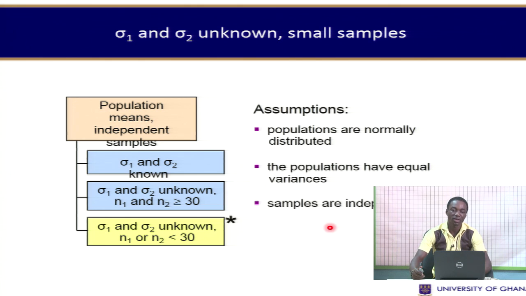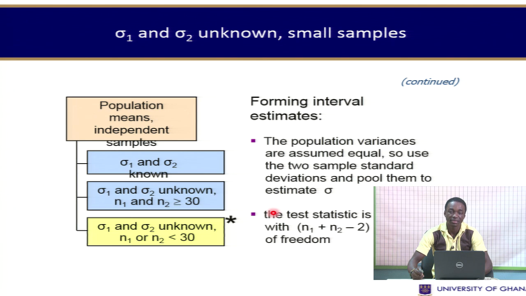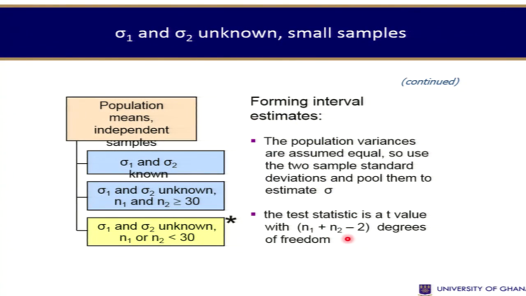When you are looking at situations where sigma 1 and sigma 2 are unknown, that is, our population standard deviations are unknown, and our sample sizes are small, we also assume that our populations are normally distributed, our populations have equal variances even though they are unknown, and our samples are independent. Given that, the population variances are assumed equal, and the test statistic is a t distribution that has n1 plus n2 minus 2 degrees of freedom.